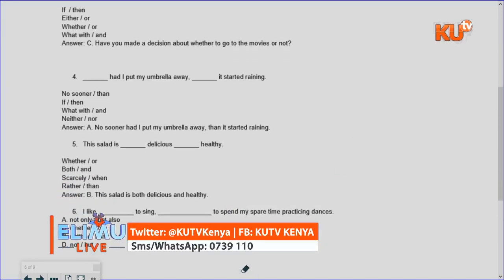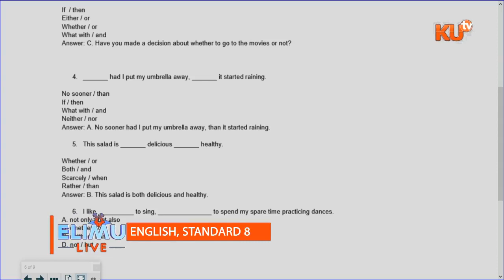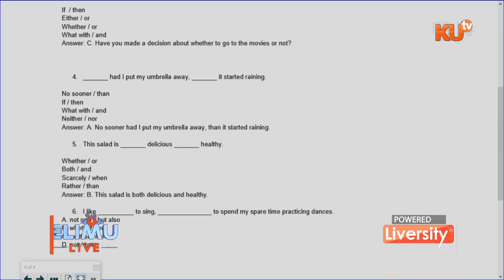Let's move to question 4. Had I put my umbrella away dash it started raining. This one is quite easy because I had given an almost similar example when explaining about a certain pair of correlative conjunctions. No sooner had I put my umbrella away than it started raining. That is the answer. It's quite easy.